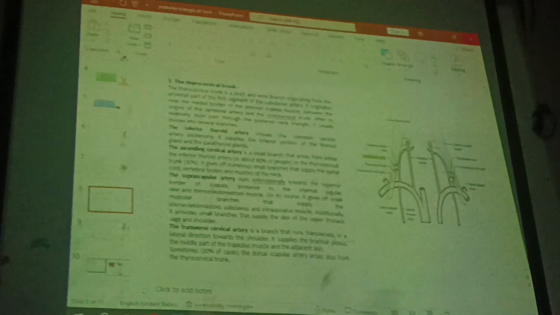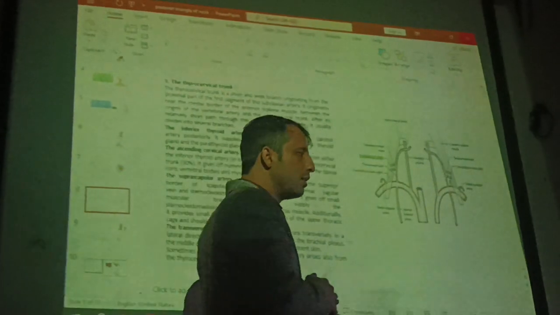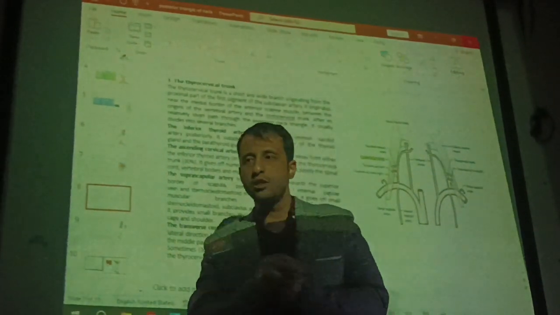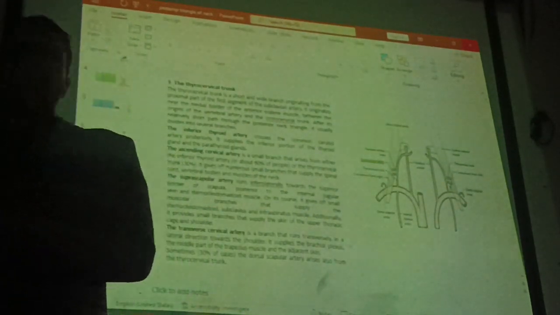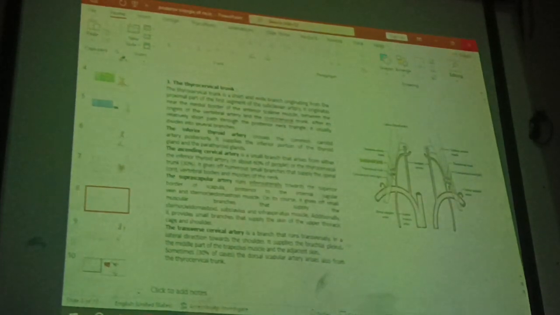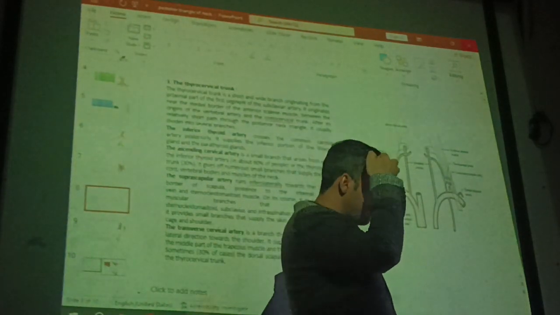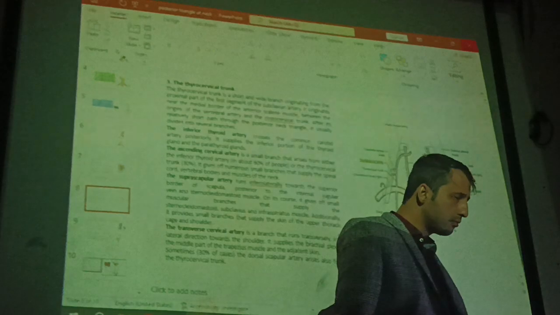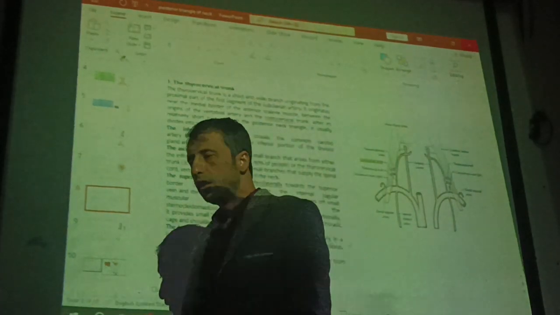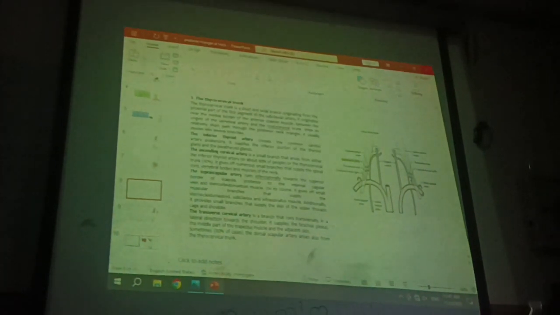The most important branch of the thyrocervical trunk is the inferior thyroid artery. Do you remember the superior thyroid artery? The superior thyroid artery is a branch of the external carotid artery. Okay. The inferior thyroid artery is a branch of the thyrocervical trunk, which supplies the thyroid gland.